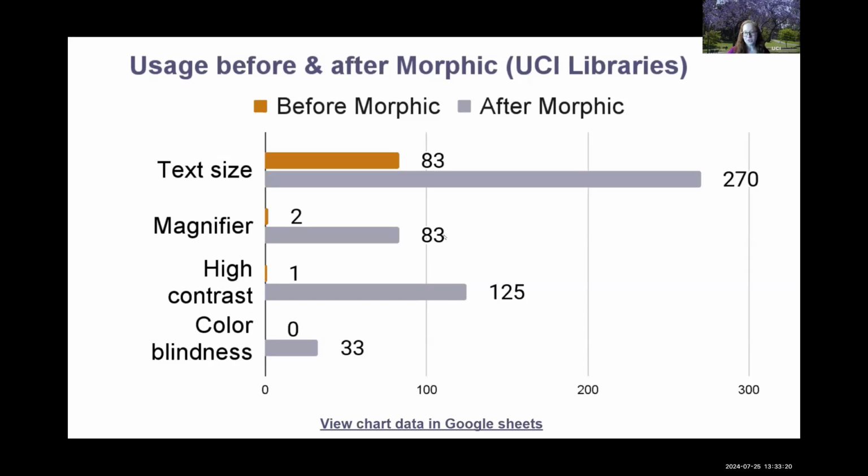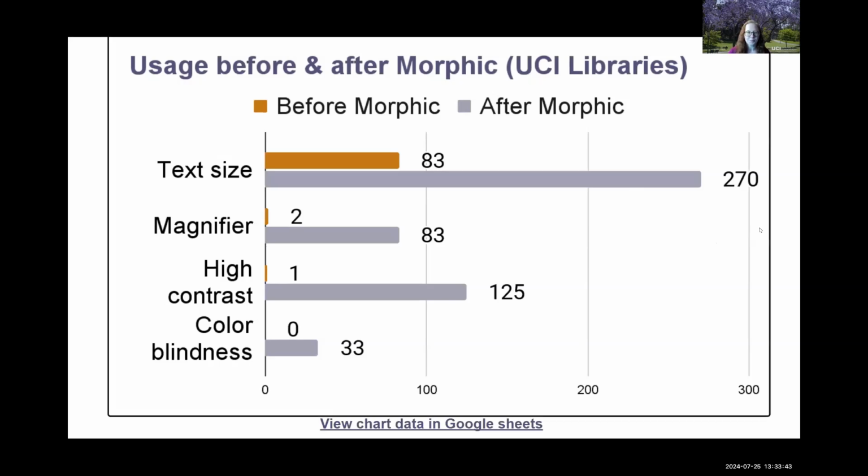And then after we installed Morphic, they saw 83 uses for the magnifier, 125 uses for the high contrast tool, and 33 uses for the color blindness tool. So we were really happy with this pilot. We didn't get any complaints about the installation of this tool, and clearly a lot more people are making use of the accessibility tools that are built in on our computers.